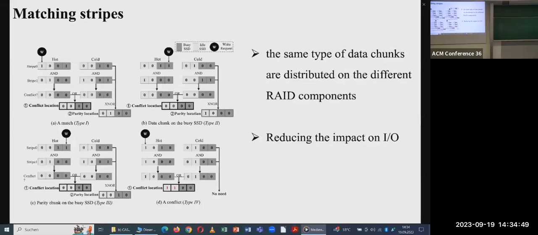The figure shows 4 matching types of two candidate stripes, according to the location of old and cold data chunks in the two involved candidate stripes, as well as the location of the parity chunk of the reconstructed stripes. The type 1 match indicates a perfect match between two candidate stripes, and we do not perform the other 3 match types.